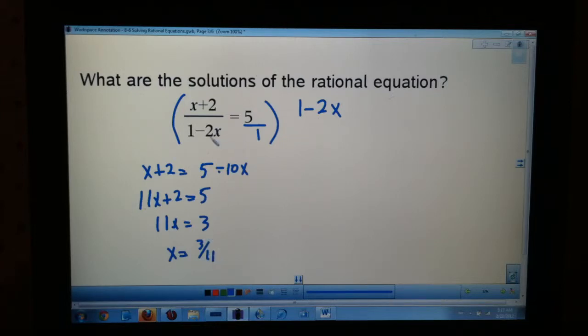Double check it just to be sure it doesn't make an extraneous solution. We can see 1 minus 2 times 3 over 11 won't make 0. That's going to work out.